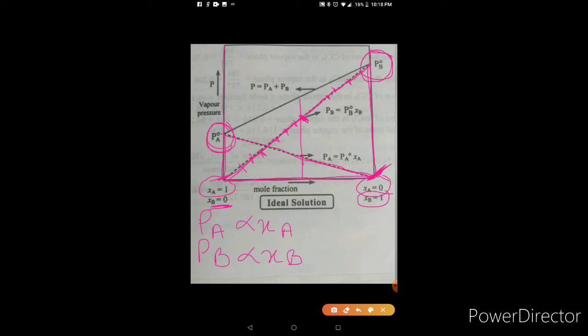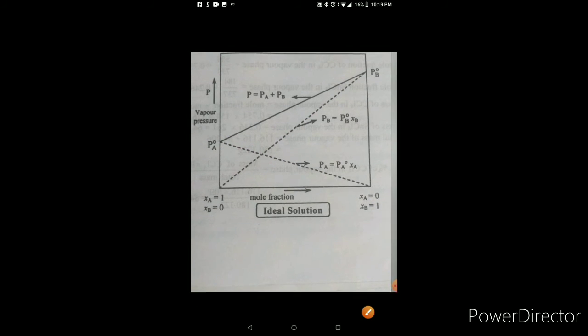So let me assume this much is X and this much is Y. So the distance from this point to this point is X, and this distance is Y. So that means partial pressure. What we did was assume we took a horizontal line, and we assumed that this is X, this is Y, and this is PB.